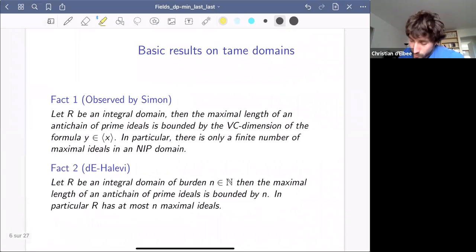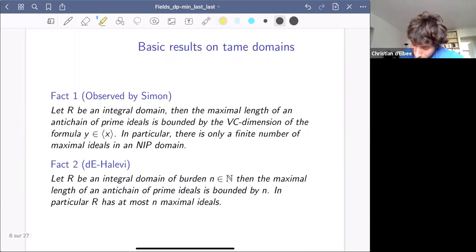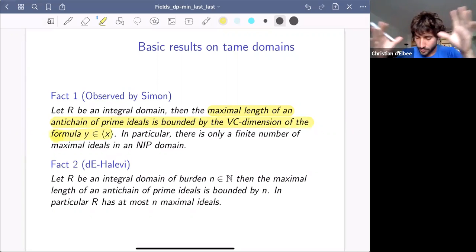Okay, so let's go through some basic results on tame domains. Something which was observed by Pierre Simon quite a long time ago, when he told me this, was an interesting fact, very easy. It's just a very simple application of NIP, but you prove that in an integral domain, the maximal length of an antichain of prime ideals is bounded by the VC dimension of this formula here. An antichain of prime ideals is just a set of prime ideals which are not comparable to each other. In an NIP domain, the maximum length of this is always finite. In particular, there is only a finite number of maximal ideals in an NIP domain.